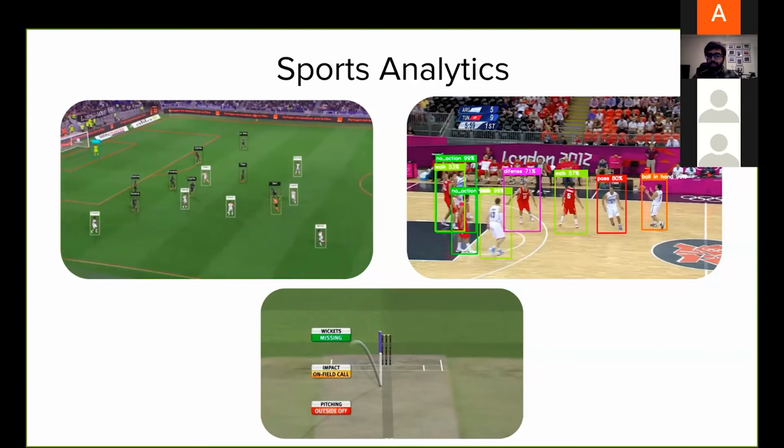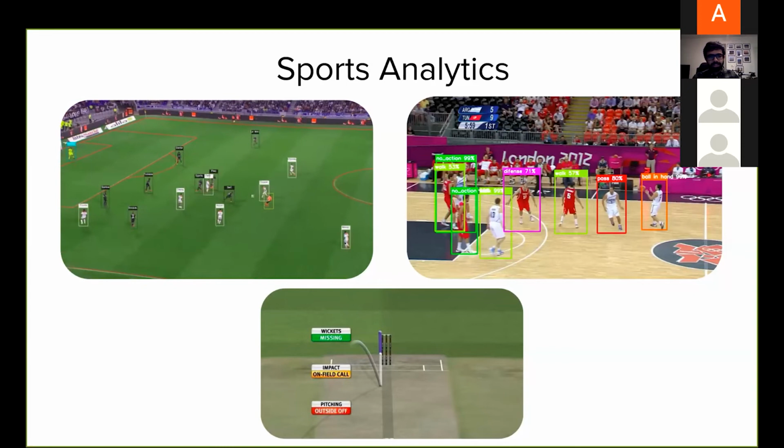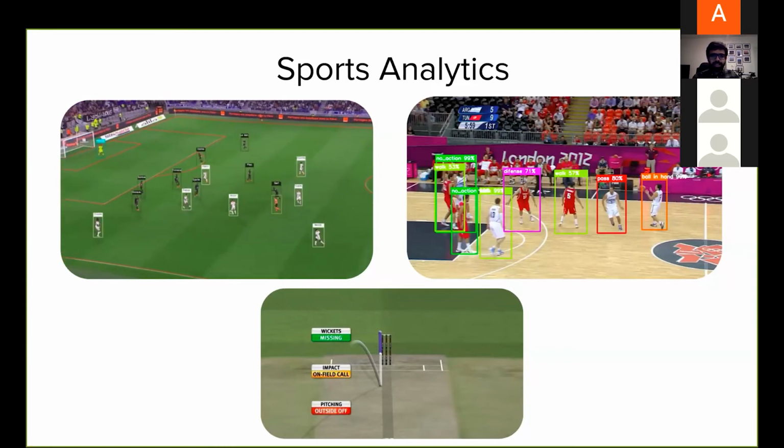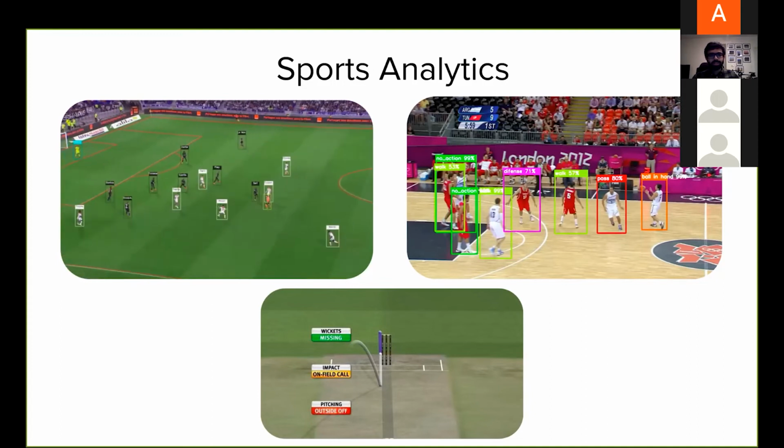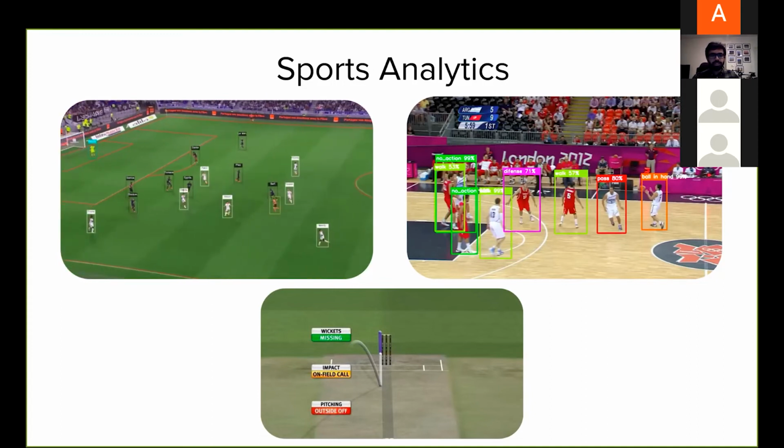So all these big sports organizations, they have a team of computer vision engineers who actually help them diagnose the problems, diagnose the weaknesses in the team.